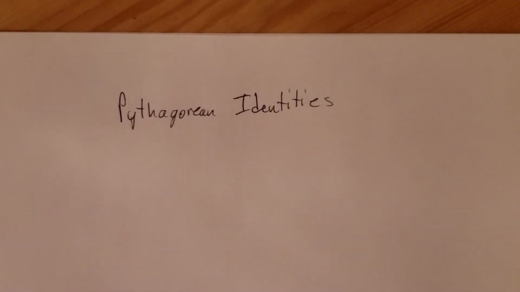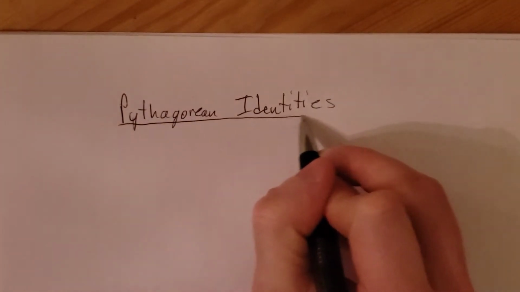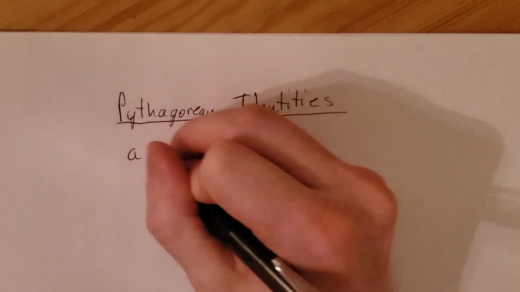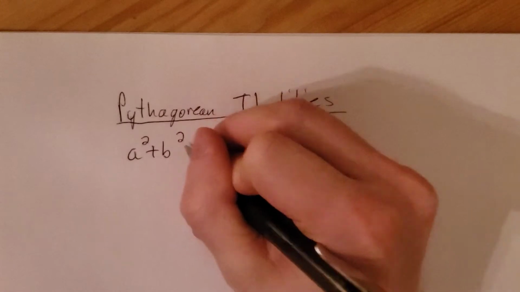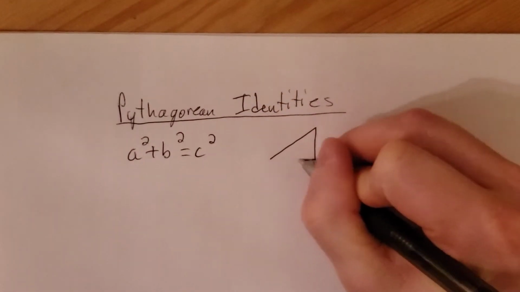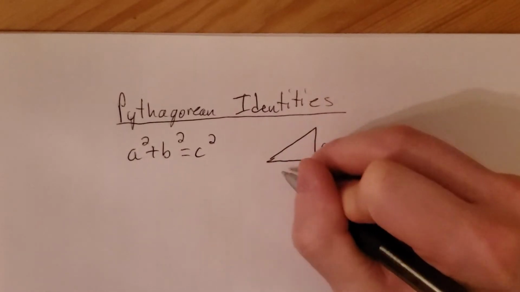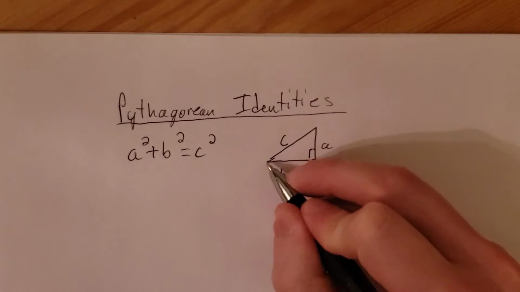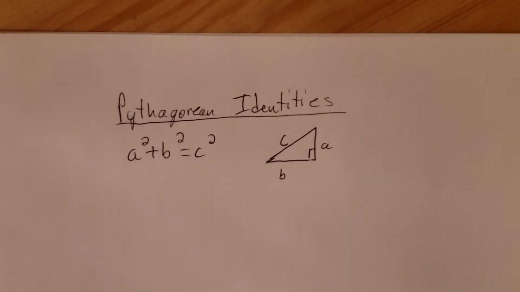In this video, we're going to discuss Pythagorean identities and the period of trigonometric functions. So we're going to start with Pythagorean identities. Recall that the Pythagorean theorem is a squared plus b squared is equal to c squared, where a and b are the legs of a right triangle, and c is the hypotenuse of that right triangle.